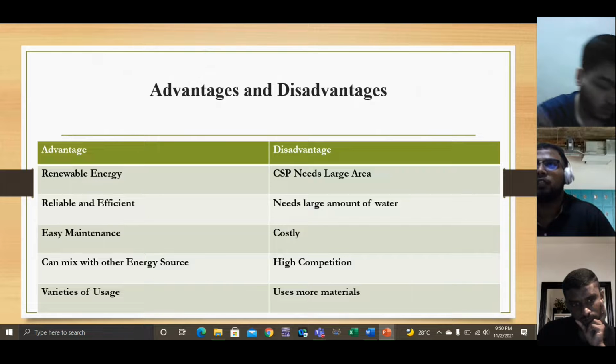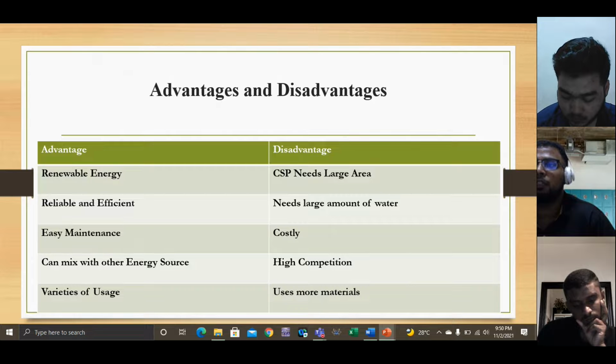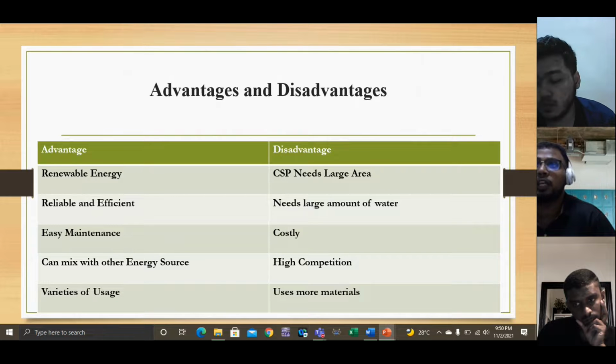Now we go to the disadvantages. The first disadvantage is that CSP needs a large area. Despite the many benefits of CSP, it does have a downside. For one, it is largely dependent on location, similar to solar PV and wind power. CSP plants require a large area of land to operate, which makes it unsuitable in populated areas.